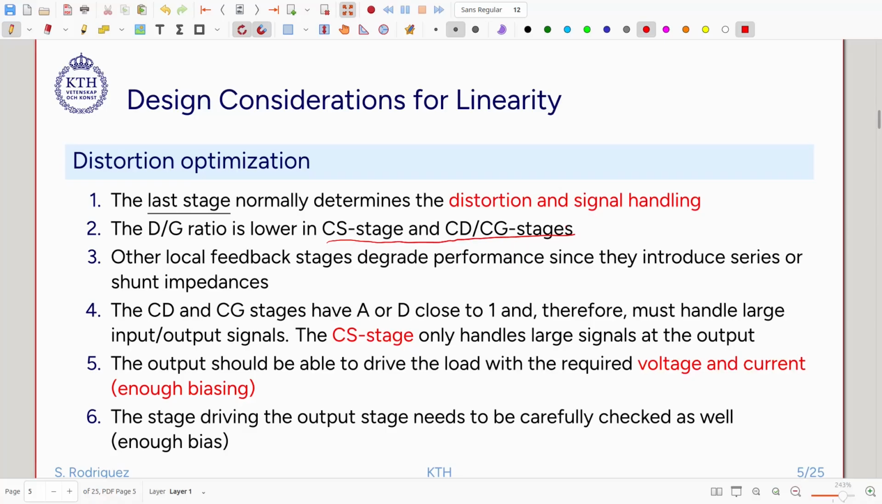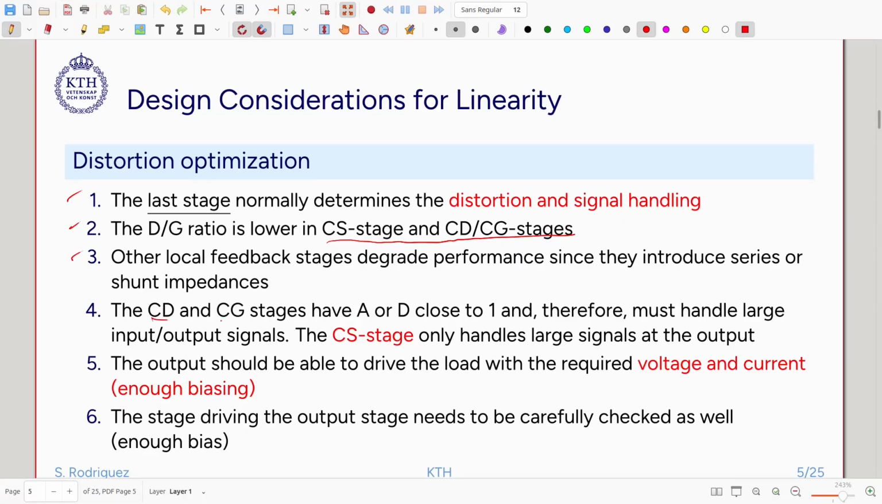And we found that the common source stage and the common drain and common gate stages can be used, but, same as with the noise, other stages like the shunt stage or the series stage should not be used as output. We might think sometimes that applying local feedback in some stage improves the total linearity. That is not really true. It also reduces a lot the gain, so we shouldn't use local feedback stages as output stage.